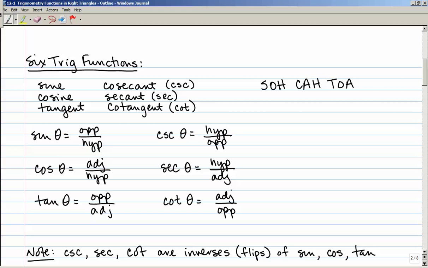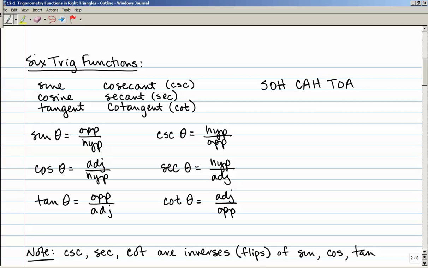The sine of angle theta is the length of the side opposite theta divided by the hypotenuse. Cosine of angle theta is the length of the adjacent side divided by the hypotenuse. Tangent of theta is the length of the side opposite divided by the length of the side adjacent. Cosecant theta is defined as hypotenuse over opposite. Notice that that's just sine theta flipped. So cosecant of theta is like the inverse of sine theta. Secant is defined as hypotenuse over adjacent, and notice that's just cosine flipped. And cotangent is adjacent over opposite, which is tangent flipped.